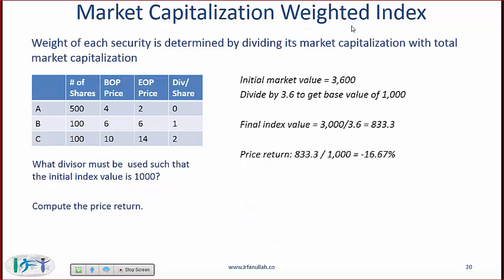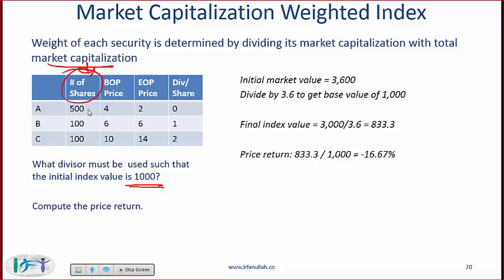Market capitalization weighted index. The weight of each security is determined by dividing its market capitalization by the total market capitalization. So now notice that we also need to worry about the number of shares outstanding. We did not have to worry about this in the previous examples. So one question is, what divisor must be used such that the initial index value is 1,000? When you start a market weighted index, you want some round number.